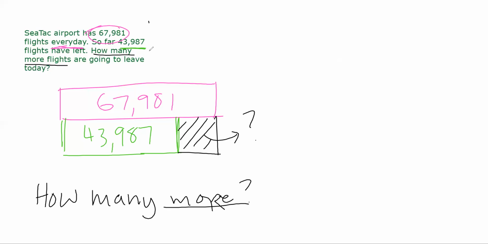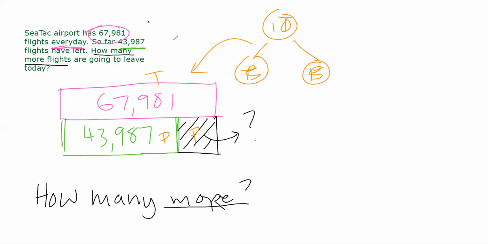This goes back to first and second grade, because what I drew here is part-part-total. Remember those? You would draw these boxes and say, oh, I have a 10 here, and one part's 5, and the other part's 5. That's really what this is. I have this total, 67,981, and one of the parts is 43,987. So what's the other part? To help me solve that, we can just find the difference. We can do subtraction.